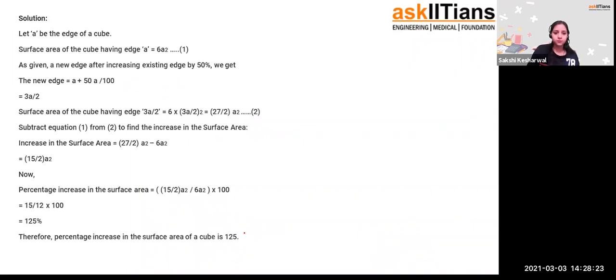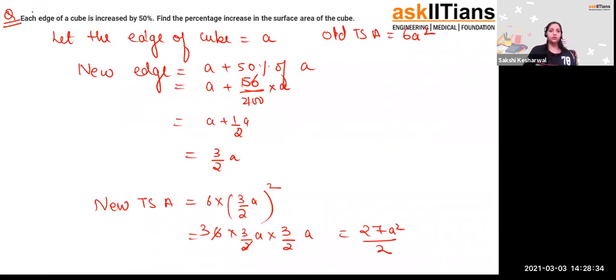Now you just see this. Yes, the percent increase of the cube is 125. You will see that the answer is already written. You can just see how the presentation and everything are, right? So you can just write it down how we have done it, right?